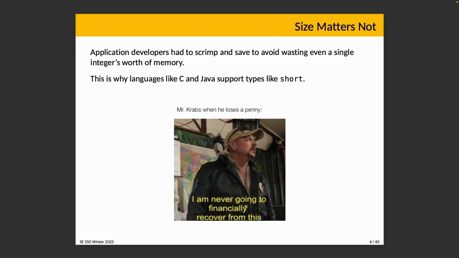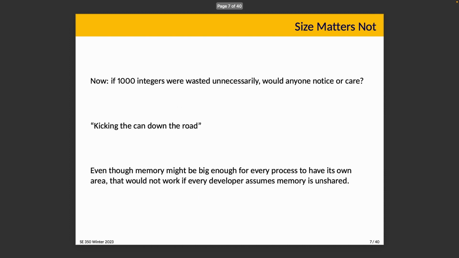But in the meantime, memory is now 8 to 16 gigabytes, remembering that 1 gigabyte is 1024 megabytes and 1 megabyte is 1024 kilobytes. And so at this point, if we use 32-bit integers and we waste 1,000 of them, would anyone notice or care? We wasted 4,000 bytes, a little bit less than 4 kilobytes. And 4 kilobytes in the context of, let's say, 16 gigabytes of RAM is a rounding error. So would you notice? Would you care? I might care when I'm evaluating your work using Valgrind, but would anyone realistically notice or care?